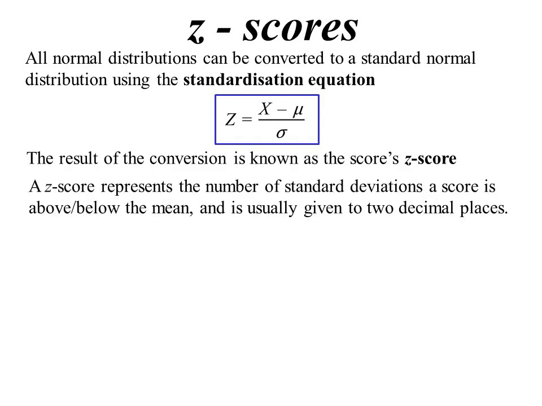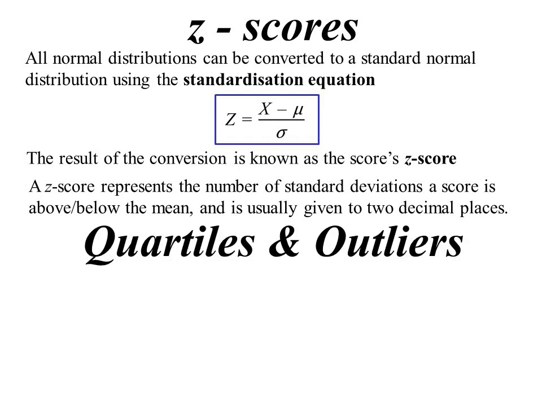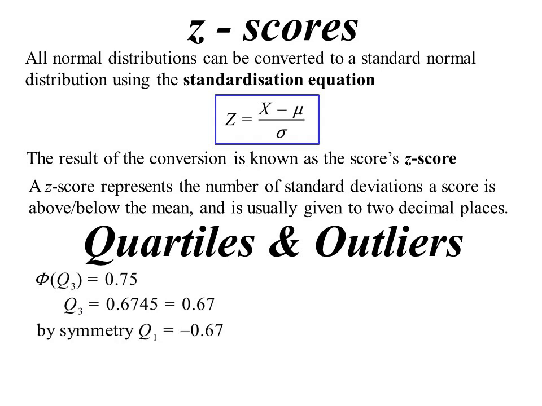A z-score represents how many deviations a score is above or below the average, and you usually give a z-score to 2 decimal places. So what does this mean for things like quartiles and these things called outliers? Quartiles, well, Q3 we know is 75% of the data. So our cumulative, so capital phi there, our cumulative Q3 would be 0.75, that's what we're saying. If we look that up in our tables then, it's 0.6745. By symmetry then, Q1 must be minus 0.67.